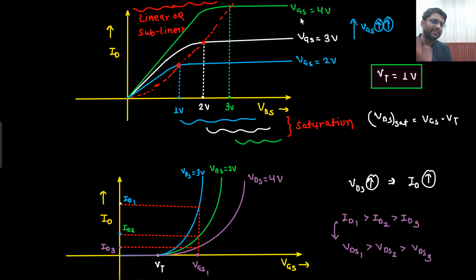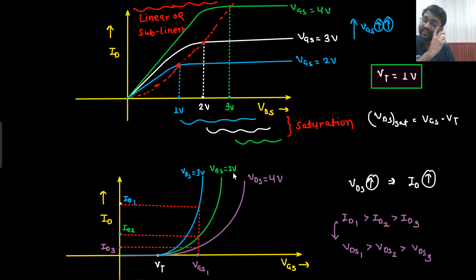Here it is very easy: as VGS increases, my saturation point will also increase. Where we are getting the saturation, that point will also increase. Along with that, current would also be more. More VDS means more current. So here I am drawing the curve of ID versus VGS for a fixed VDS.